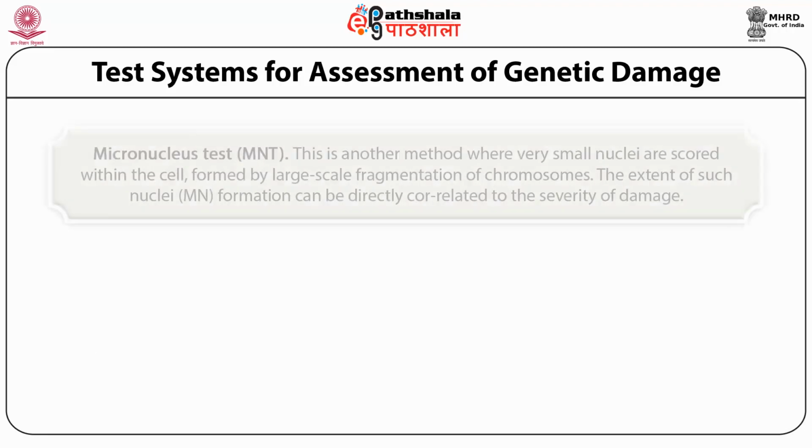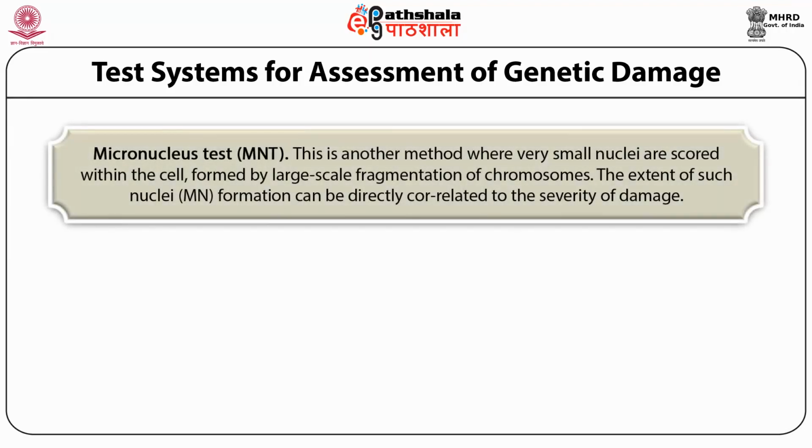Another test is the micronucleus test. This method is applicable where very small nuclei are formed within the cell by large-scale fragmentation of chromosomes. The extent of such nuclei formation can be directly correlated to the severity of damage. This is now routinely used for screening mutagenic compounds due to its relative simplicity and rapidity. It is most practical for analysis of bone marrow cells of animals in vivo after exposure to chemicals.